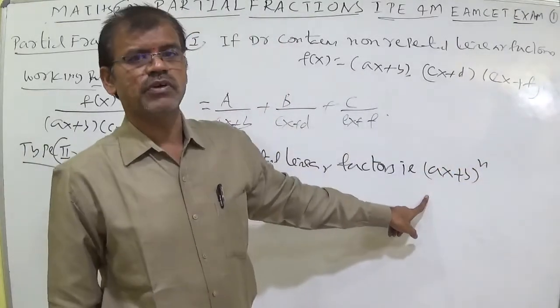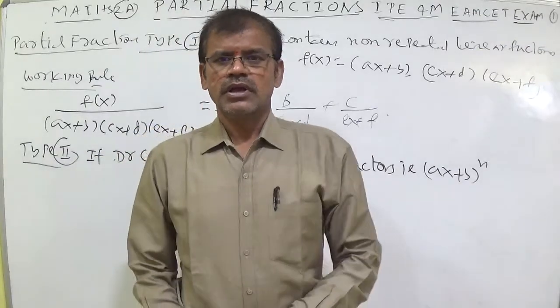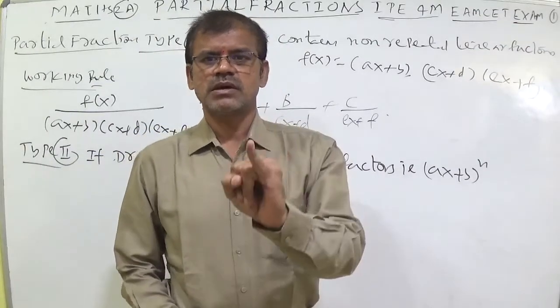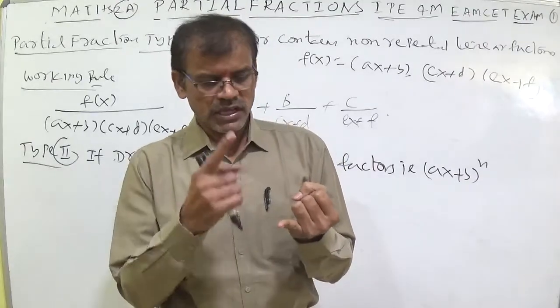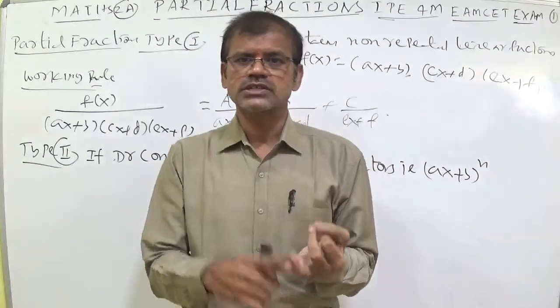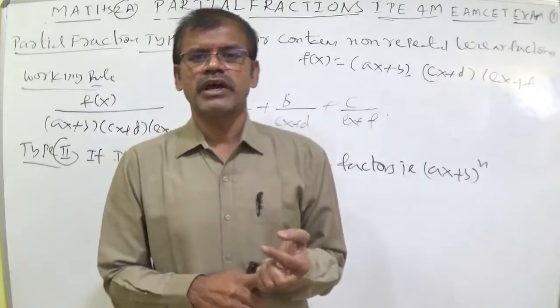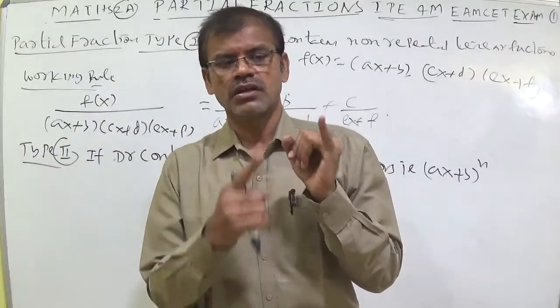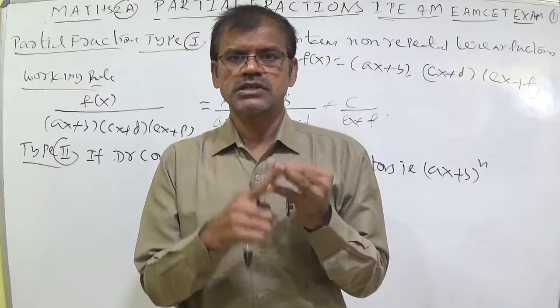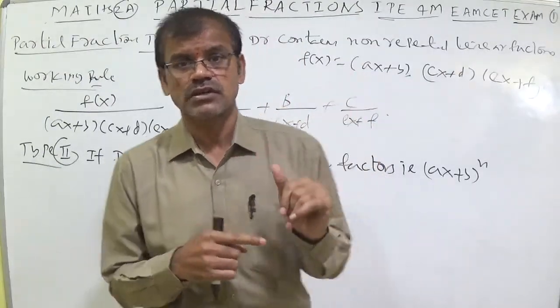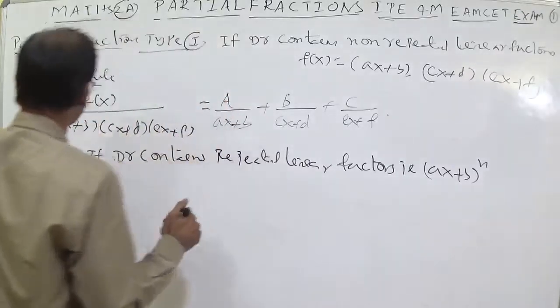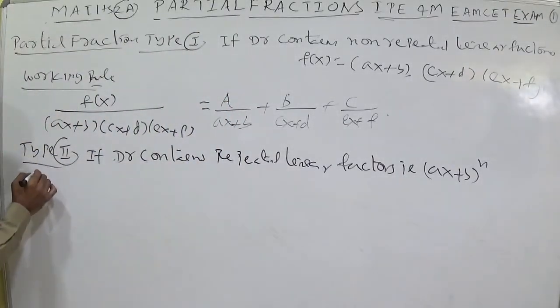(ax plus b) whole power n means, for example, x square: x separate and x square separate. Example, x cube: x a fraction, x square a fraction, x cube another fraction, like that. Example, x power 5: five fractions will be there, A by x plus B by x square plus C by x cube plus D by x power 4 plus E by x power 5. So depending upon this, I am writing the working rule here.